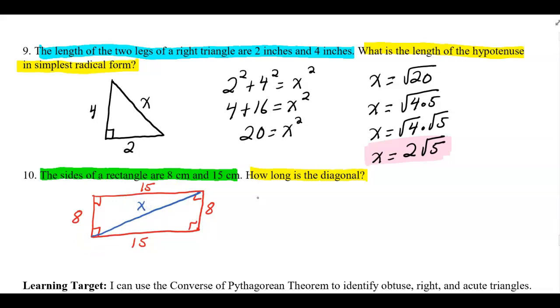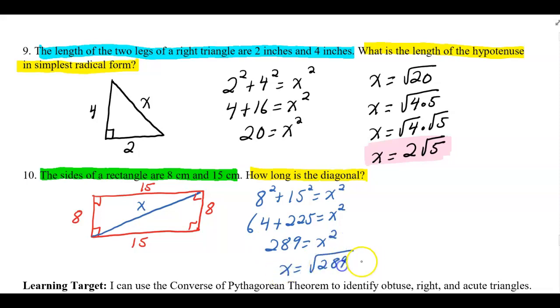I'll call that x. So 8 squared plus 15 squared equals x squared. 64 plus 225 equals x squared. Using my calculator and adding those up, I get 289 is x squared. So x is the square root of 289, which is 17, and I'll put my unit of centimeters. I should also probably put my unit in problem number 9, 2 square root of 5 inches. So the final answer to number 10 is 17 centimeters.